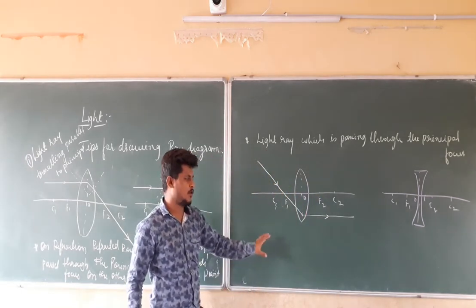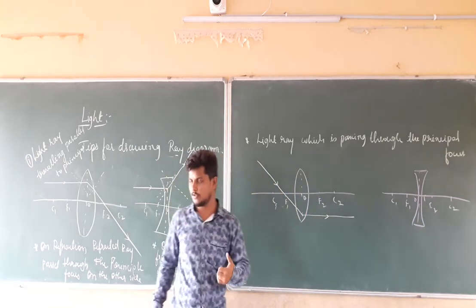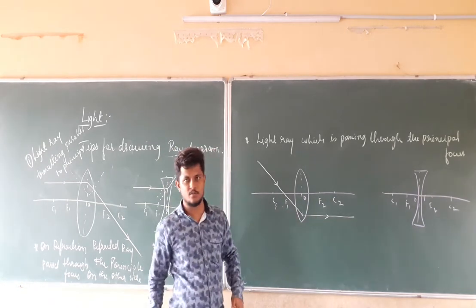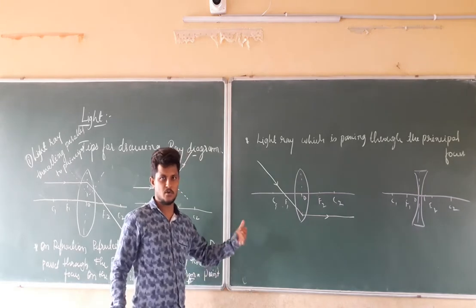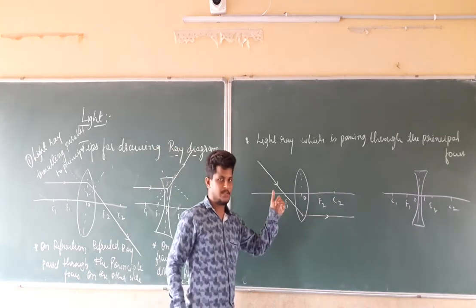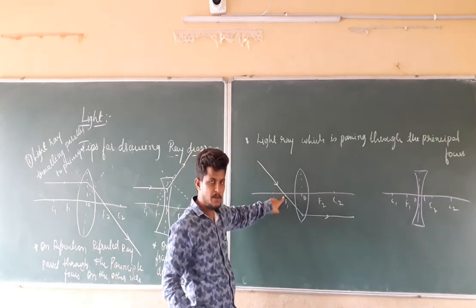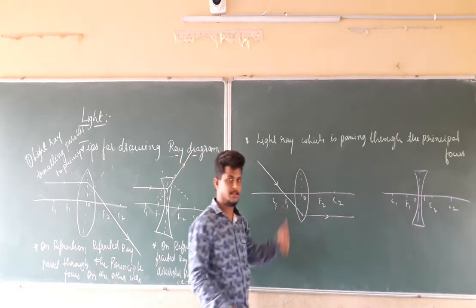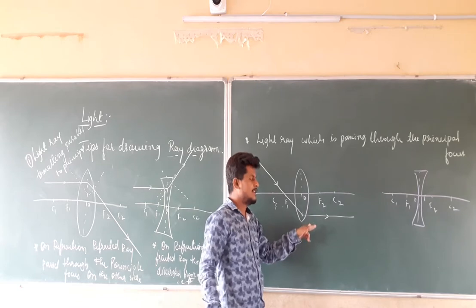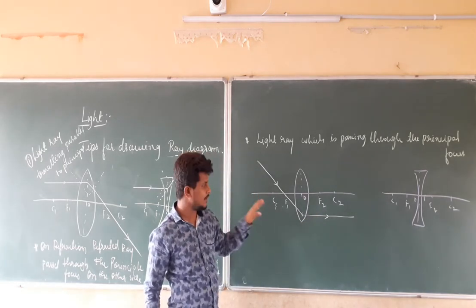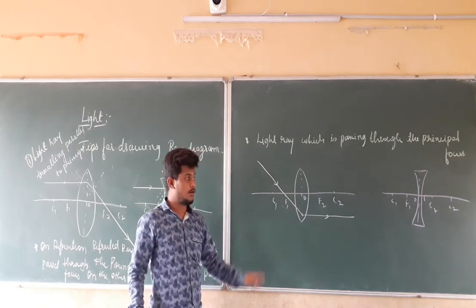Please write down those points. It is not possible to write everything down on the board. I am just explaining what is present in your textbook as well as in the notes, so write down those things. The light ray which is passing through the principal focus in case of convex lens, after the refraction, is going to travel parallel to the principal axis.